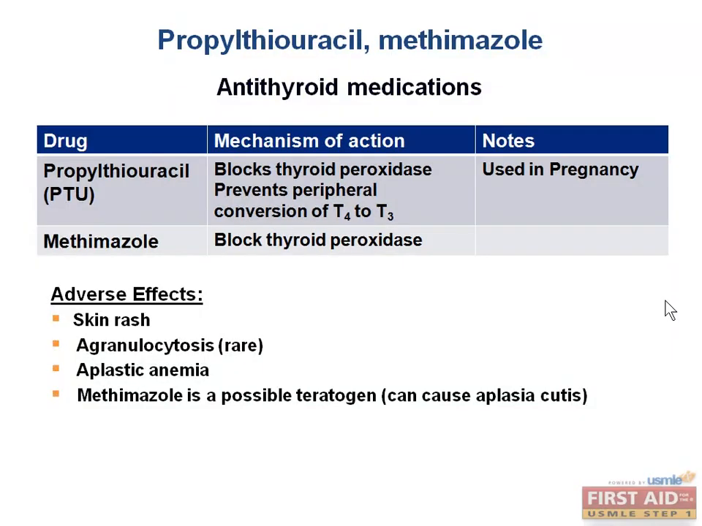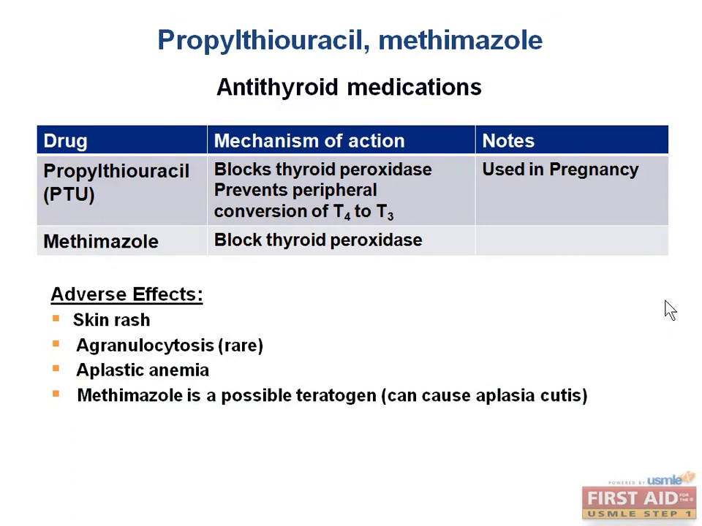Also remember that methimazole has potential teratogenic effects and therefore should not be used within the first trimester of pregnancy. Rather, PTU is the drug of choice here. However, after the first trimester of pregnancy, PTU is then switched to methimazole for the next 2 trimesters.